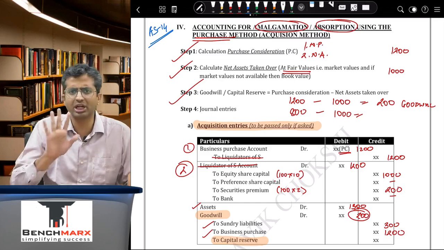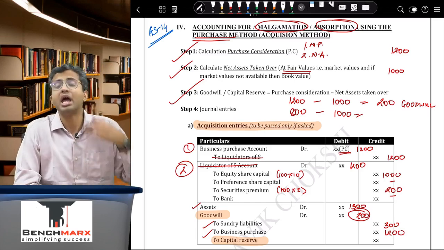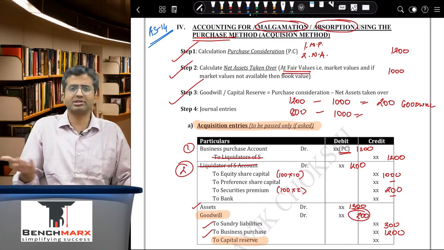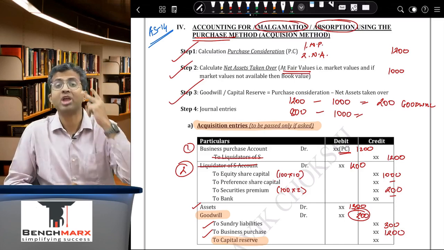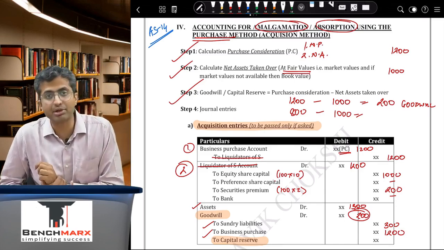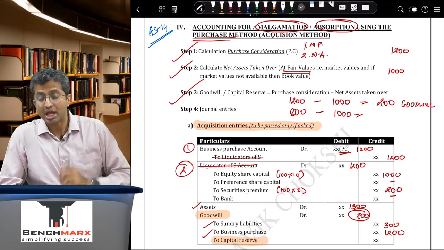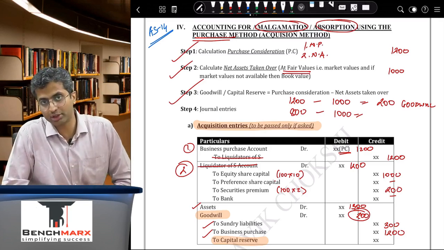New companies' reserves are not taken over, but existing companies' reserves will be there. In case of amalgamation, there are no existing reserves because a new company is formed. Second, you have to check if there is any capital reserve in step number 3 of the working. If there's a capital reserve, it will also come over here.